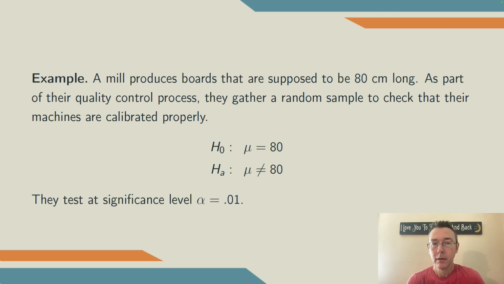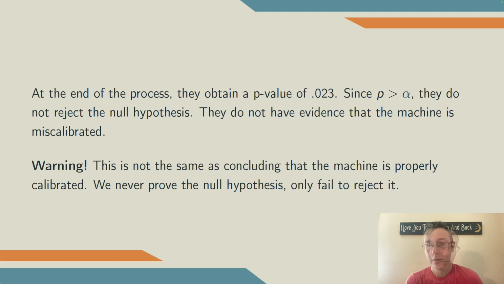Another example, a mill produces boards that are supposed to be 80 centimeters long. As part of their quality control process, they gather a random sample to check that their machines are calibrated properly. So here the null hypothesis is that the average length of all their boards is 80, and the alternative hypothesis is just that it is not. They test at significance level alpha equals 0.01.